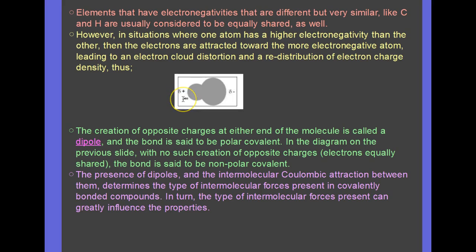So this part of the compound is more positive and that part is more negative. The creation of opposite charges at either end of the molecule is called a dipole, and the bond is said to be polar covalent. In the diagram on the previous slide, with no such creation of opposite charges, electrons equally shared, the bond is said to be nonpolar covalent.